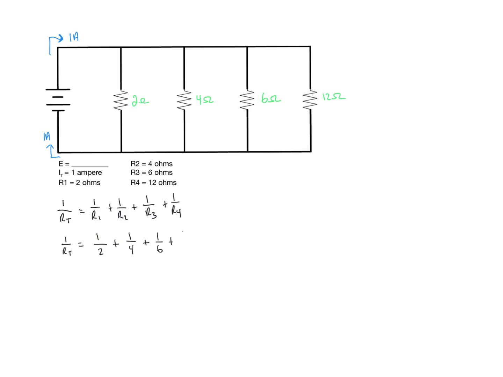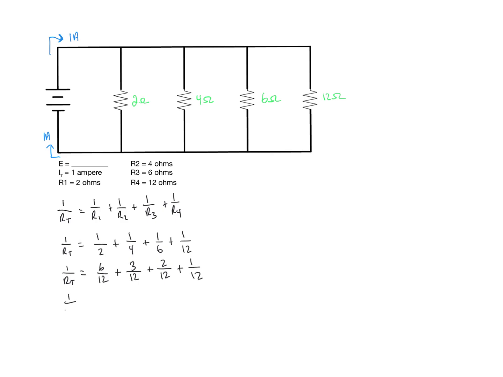1 over 6 and 1 over 12. And then when we look at this, we go, hey, what do all those numbers go into? And they all go into 12, right? Let me make the denominator 12. So 2 goes in 12 6 times, and 4 goes in 3 times, and 6 goes in 2 times, and obviously this one stays the same because it goes in 1 time.